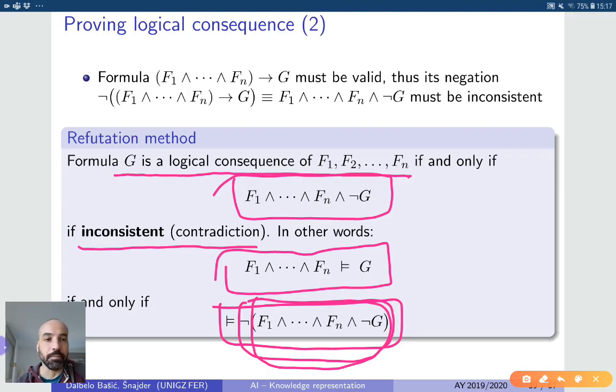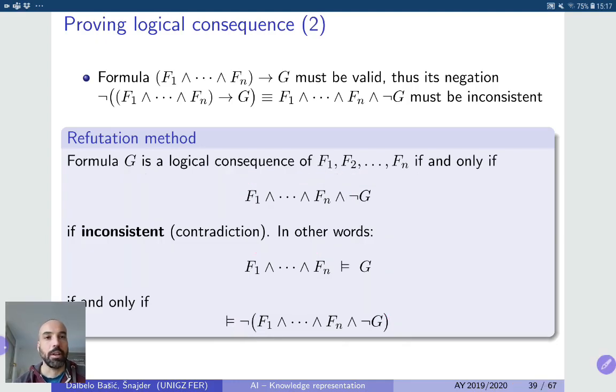inconsistent. Okay, so in practice, what you would do, you essentially take the set of premises and you combine it with the negated formula that you'd like to prove if it's a logical consequence. And then you go on trying to prove that you'll end up with an inconsistent formula, a formula that's always false. Okay. We'll actually do these things next week as well.